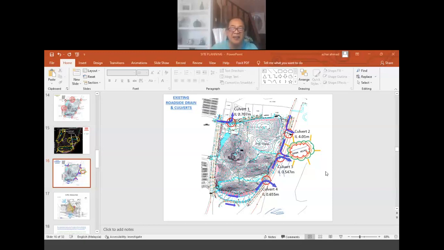So slowly but surely we are getting the whole picture of the site, the existing site. Before development, we have the terrain observations, we have the road levels observation, existing road levels observation, we have the water drainage outlet observations, and we have the culverts and existing roadside drain observations. So these are the site inventory. Ini yang dimaksudkan sebagai site inventory.